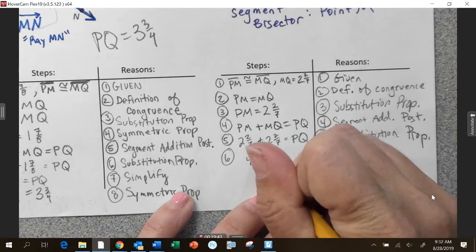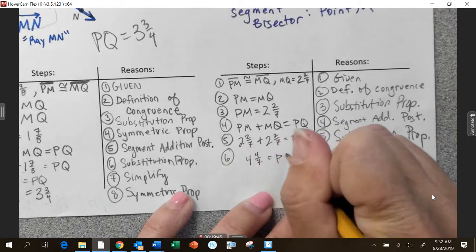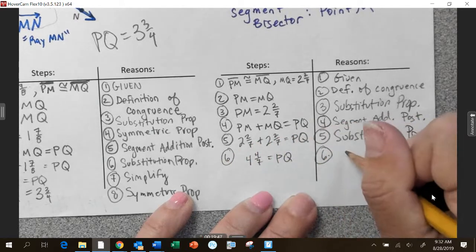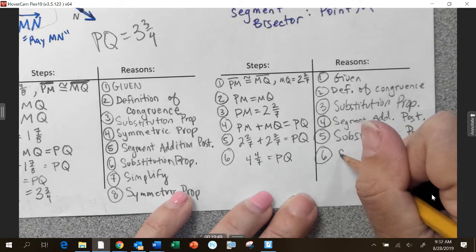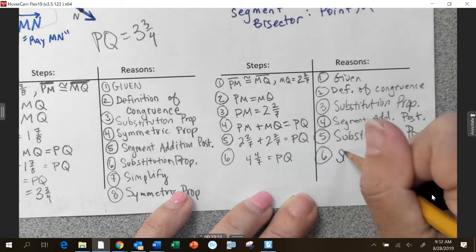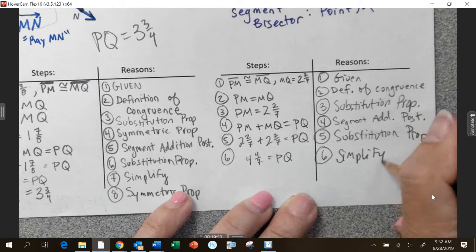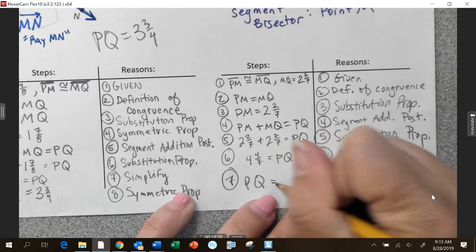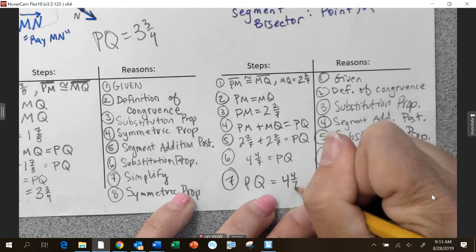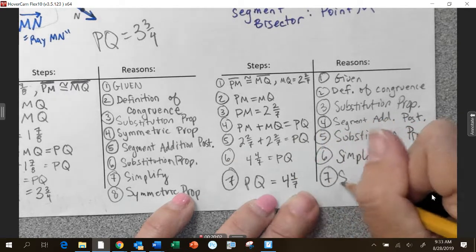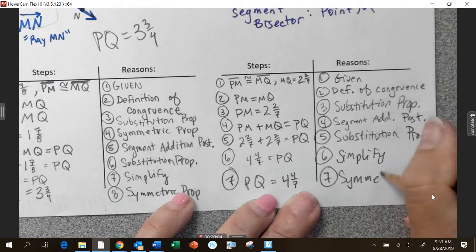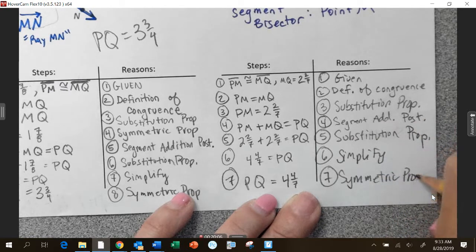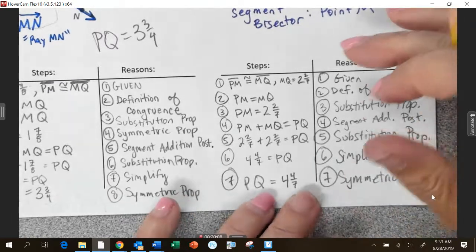6. 4 4/7 equals PQ. Why? Simplify. And then I'm going to say PQ equals 4 4/7. Why? Symmetric. Symmetric property. All right.